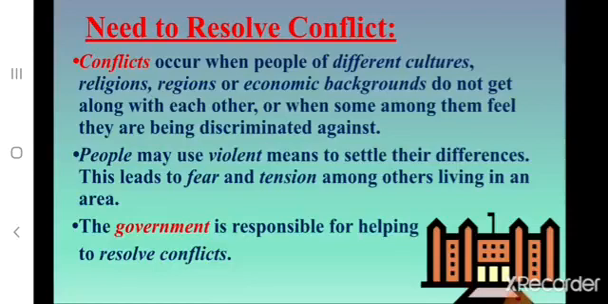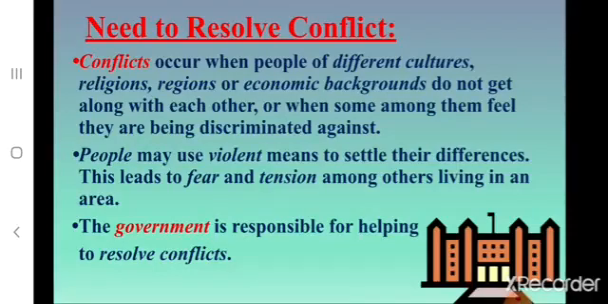So in this case people may use violent means to settle their differences, and this leads to fear and tension among others that are living in an area. So, it is the government that is responsible for helping to resolve conflicts.